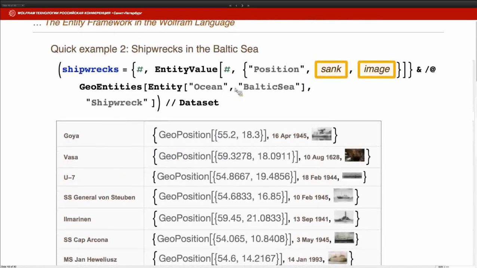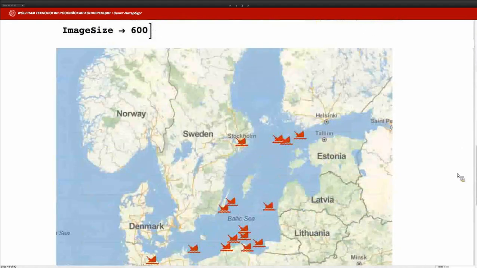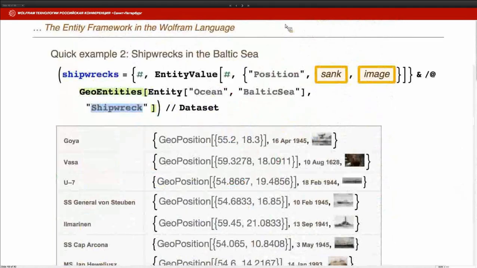Or what are the shipwrecks in the Baltic Sea? So I just call for shipwrecks from the domain shipwreck in the Baltic Sea, and I get a data set where they are, then I can plot them.